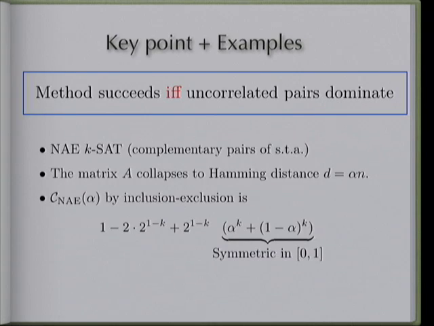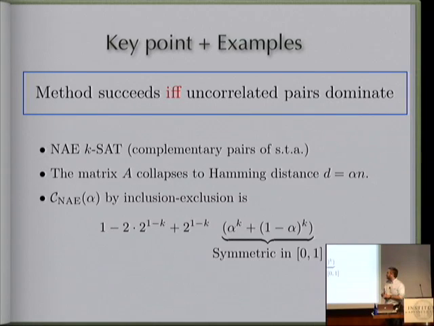Like I said, as you can imagine, the second moment method succeeds if and only if the dominant contribution to the second moment comes from uncorrelated pairs, because uncorrelated pairs are essentially of the same order as the square of the expectation. So if we look, for example, at applying this method to not-all-equal k-SAT, which you can think of also as the problem of finding complementary pairs of satisfying truth assignments, the matrix would be 2 by 2. How many bits are 0,0, 0,1, 1,0, 1,1.